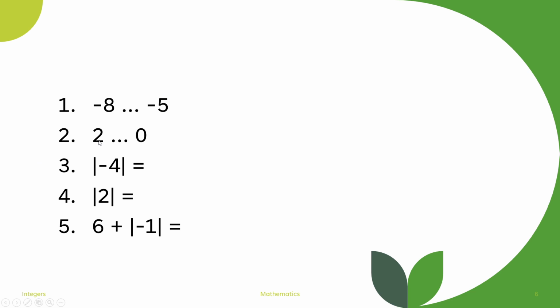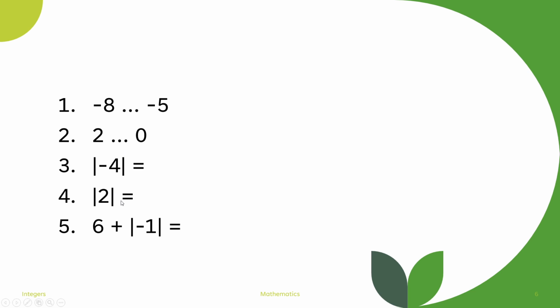Second one is easy. 2 is at the right side of 0 because it's greater. Here we have positive 2, but if we had negative 2, it would be at the left side of 0, meaning it's less than. Third one is about absolute value. Two brackets beside negative 4 equal positive 4. And the fourth one is the same thing. Positive 2 with the two brackets beside it equals positive 2 again.